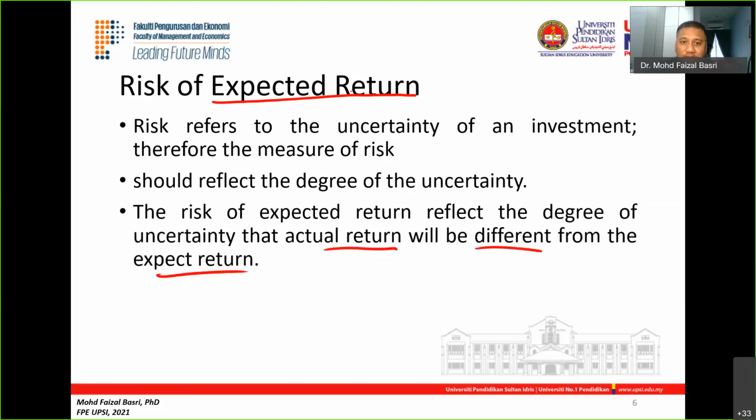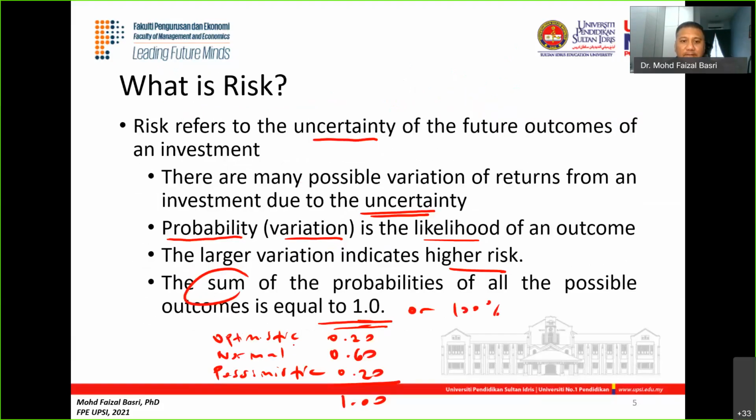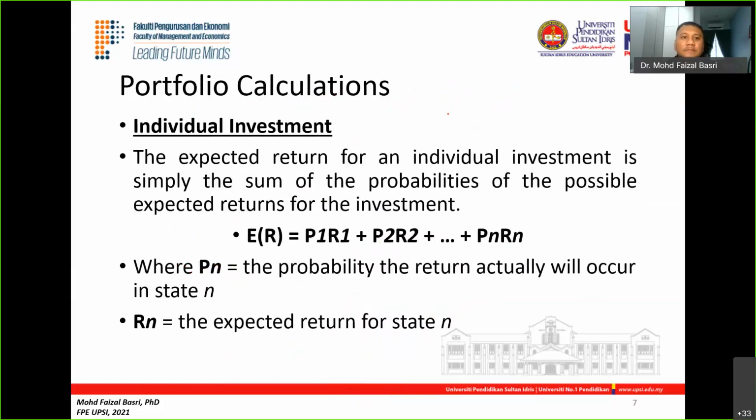In short, for the expected return, we use the symbol ER. This is the measurement for return when we take into consideration the risk factor. What are the risk factors? This factor is the probabilities.